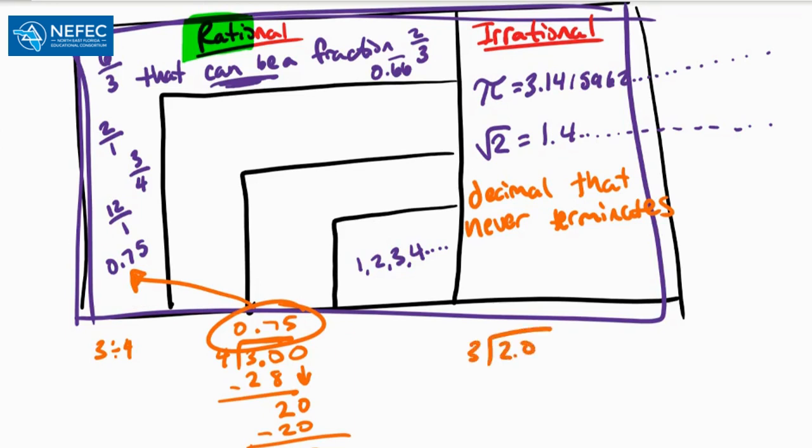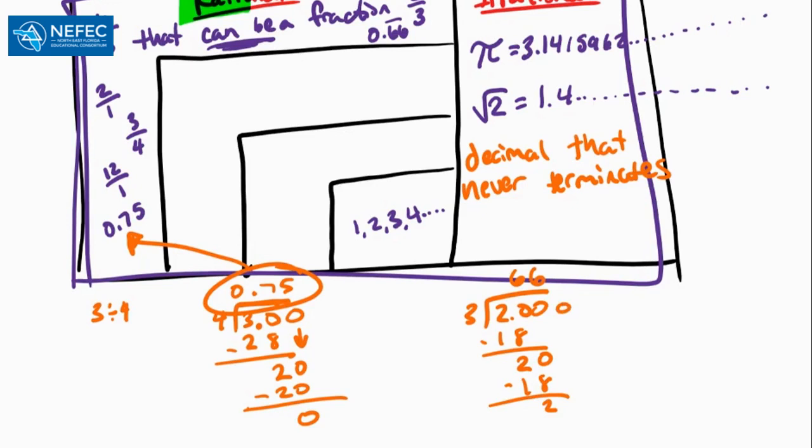3 doesn't go into 2, but it does go into 20 6 times. That's 18 with 2 left over. If we add a 0, bring it down, 3 goes into 20 6 times. That's 18 with 2 left over. And hopefully you can see this pattern that would just keep happening. I'm going to keep getting this: 3 goes into 20 6 times, which is 18.